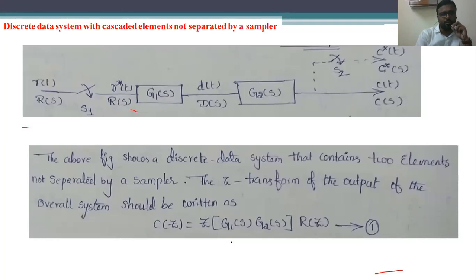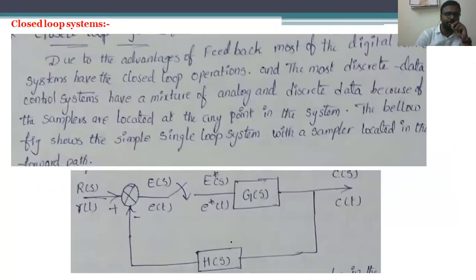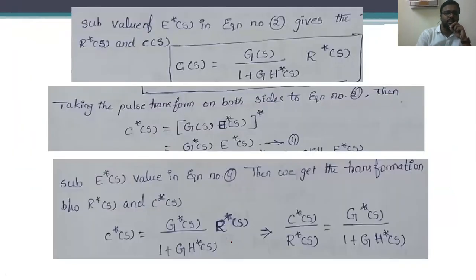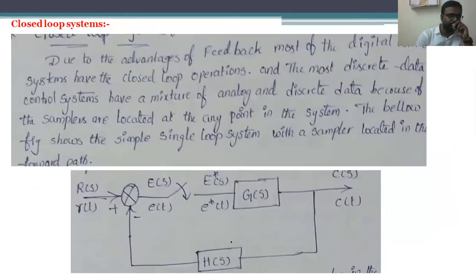Okay, so next we are going to move to the closed loop systems. So what is the main advantage of the closed loop systems? Here, the presence of the feedback path is applicable. That means it can be used as a multi-loop system or multi-system. Why? Because the feedback path is available in a closed loop.